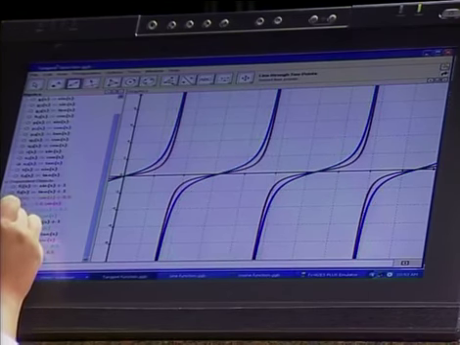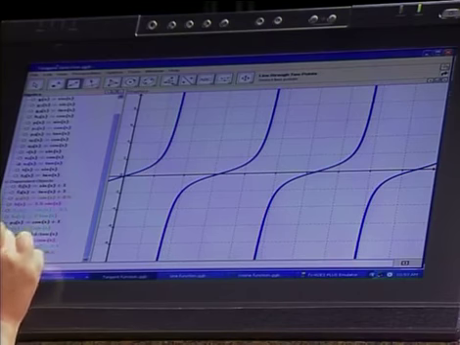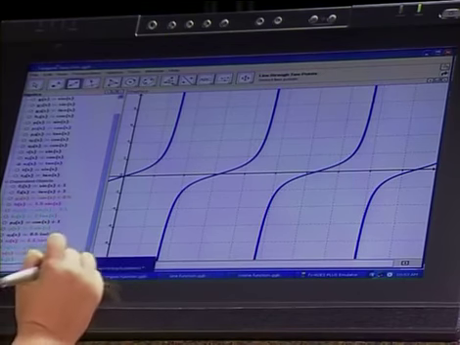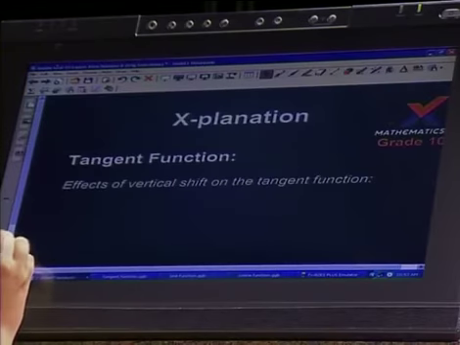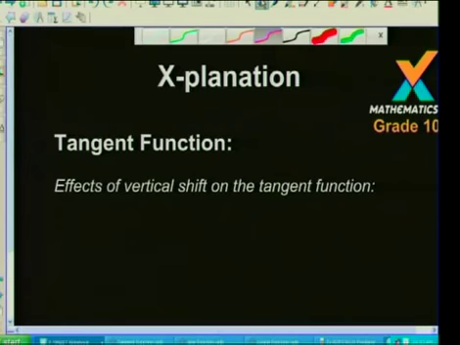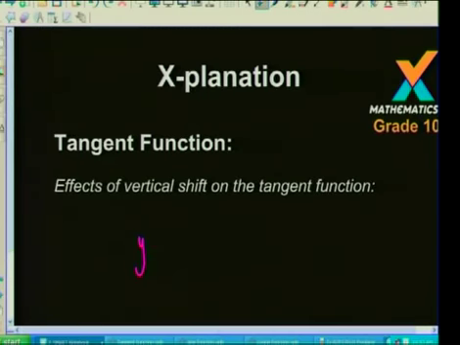Alrighty. Going back, what about our effect on the shift? So we know that y is equal to a tan x plus q. Our vertical shift refers to the value of q. Add q, you're shifting the function up. Subtract q, you're shifting the function down.